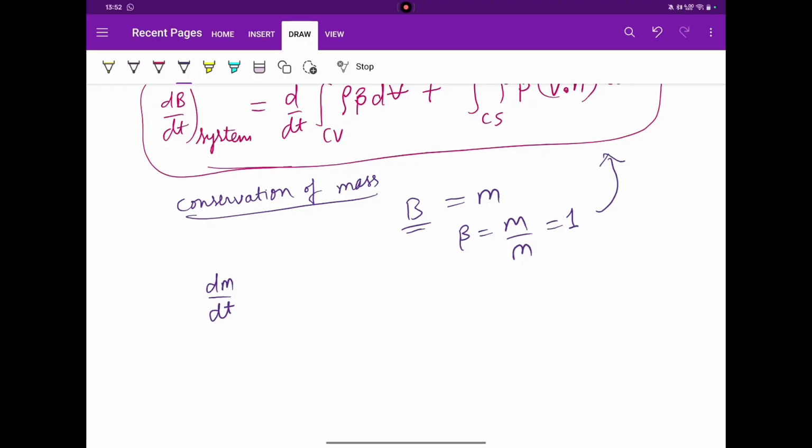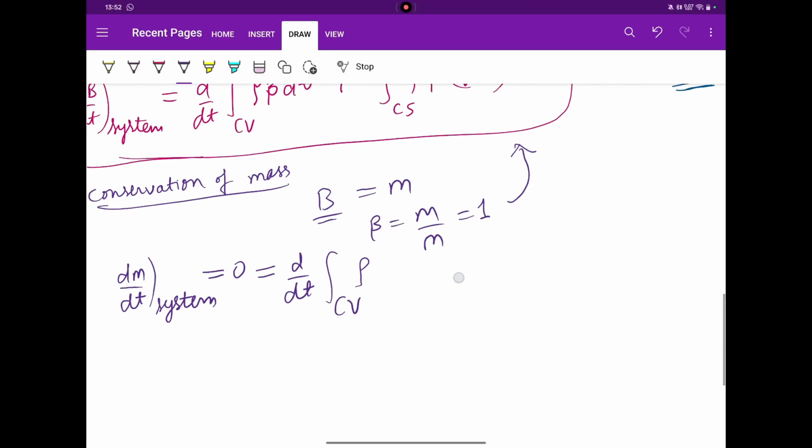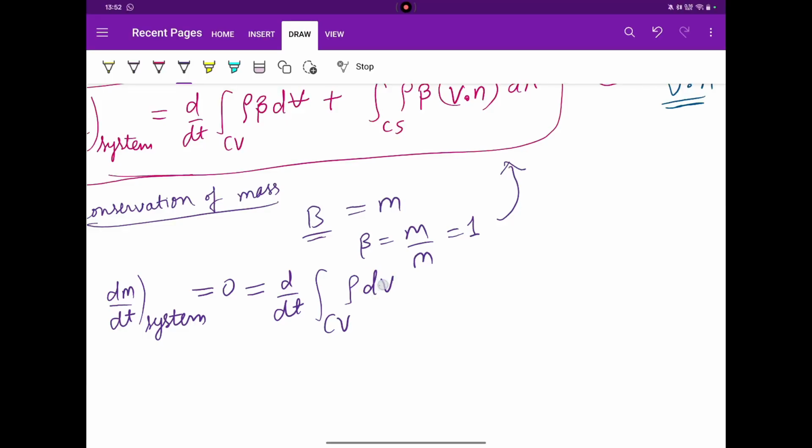dm by dt of the system, and mass is conserved, right? So this will not change. dm by dt is 0. And if you are converting it into this control volume, what will happen? Control volume rho, by the way, here rho can change, beta can change with time and space. That's why integration is there. You have to consider all those factors. Okay, beta is 1, so here you will get rho into dV plus control surface rho beta, beta is 1, and here v dot n cap into dA.